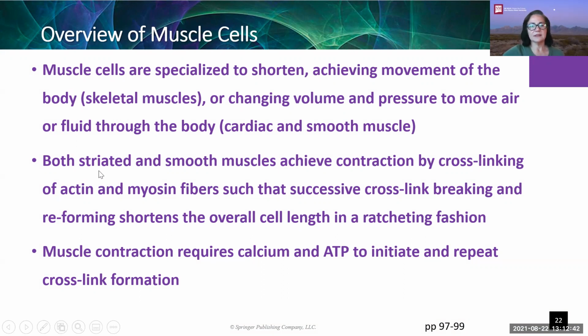Striated includes skeletal and cardiac muscle. It means it looks like stripes under a microscope, but smooth muscle has some of the same structures. It's just not organized the same way, so it doesn't show up exactly as light and dark stripes. But they both do the same thing. They have cross-linking between the actin and myosin, and then break and reform. And then as it ratchets, it gets more and more overlap between those proteins, and the muscle gets shorter and shorter. Requires calcium to be present, and to pay for all of this, we need ATP.